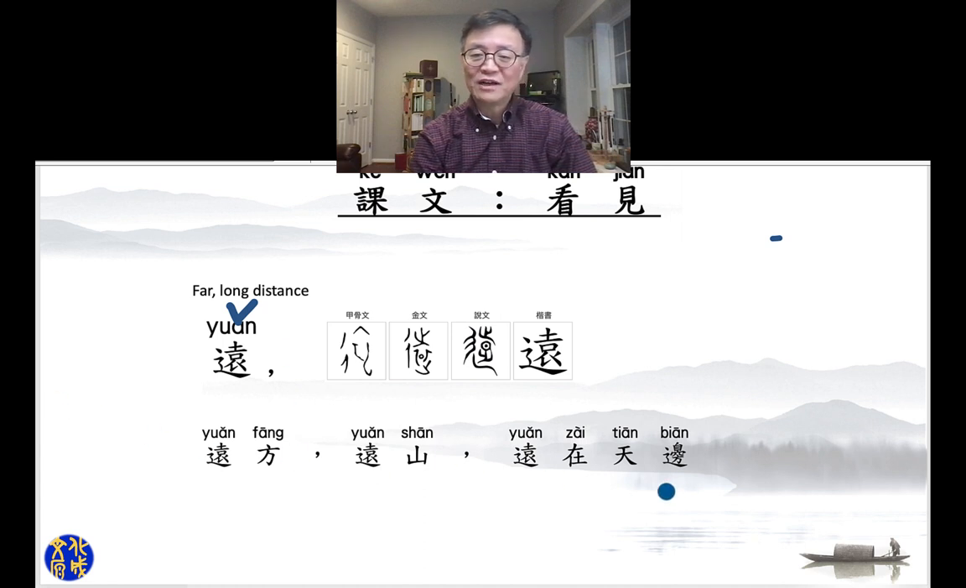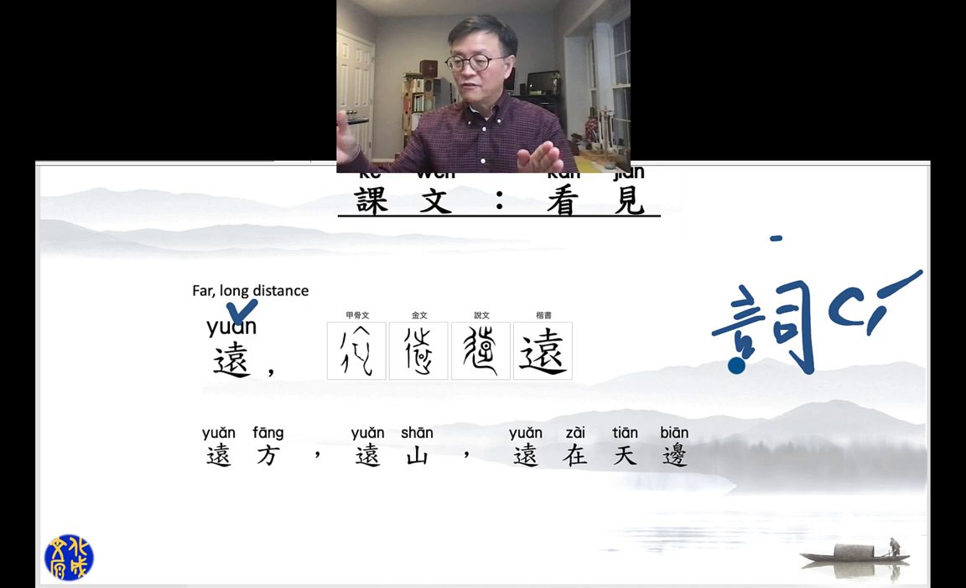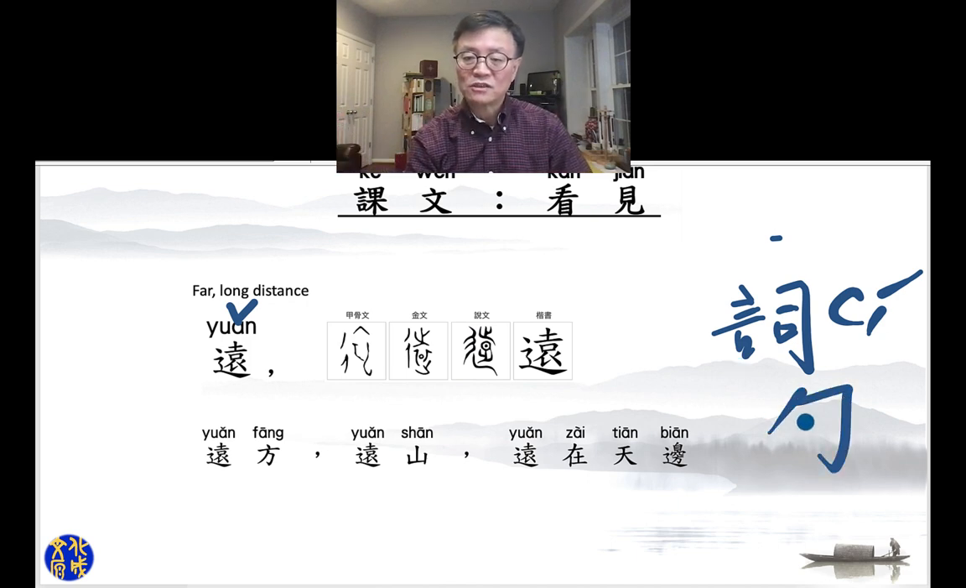远, we have three 词. Write this again, 词, pronounced this way, second tone. A single one is 字, 文字, right? Two or three or four or more combined make different meanings. It's called 词, but if it's a whole entity of meaning, that's called 句. That's a sentence. 句, inside is a 口, mouth here.